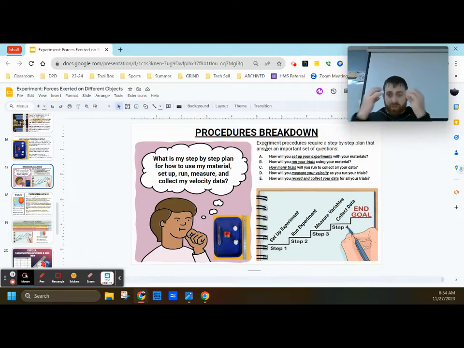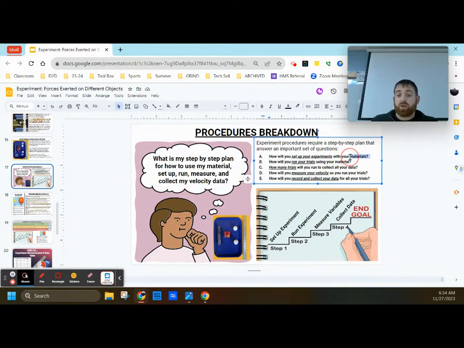So, thinking about our experiment, you need to ask yourself, number one, looking at our four steps here, how are you going to set up your experiment? That's going to be the first set of things you need in your procedures. What are you going to do to set it up before you even begin everything? Next, how are you going to run your experiment and your trials within it? How many times are you going to run your experiment? How many times are you going to try to collect your data using those materials? How many trials will you need to run when it comes to collecting your data?